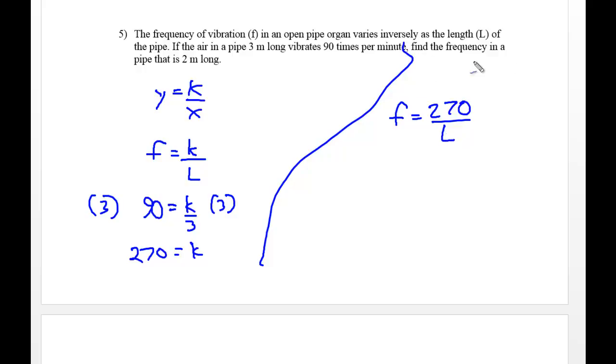All right, so now find the frequency of a pipe that's 2 meters long. So instead of a 3-meter pipe, we're moving with a 2-meter pipe. So what's going to happen is that the note should go up. Think of a flute or a piccolo, which plays higher notes than a tuba or a saxophone. So if I put 2 here, the frequency should go up higher than 90, and so it will, because the frequency would be 270 divided by 2. 270 is the vibrations or times per minute right there.